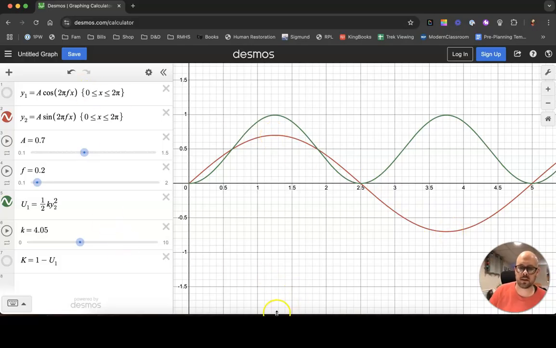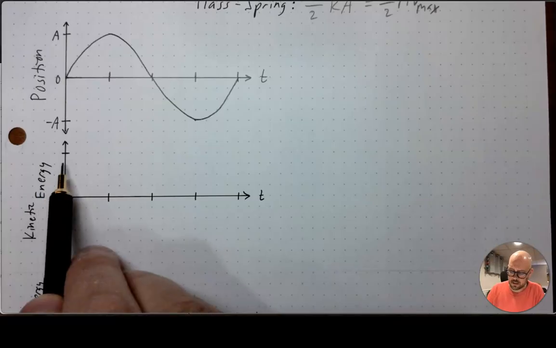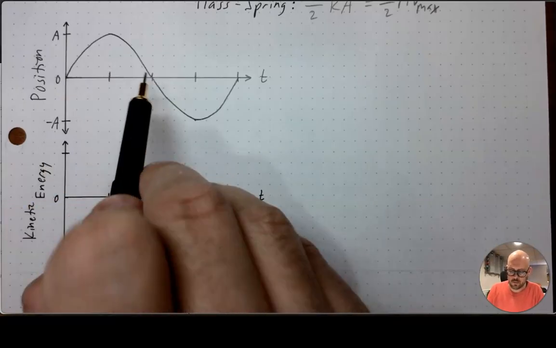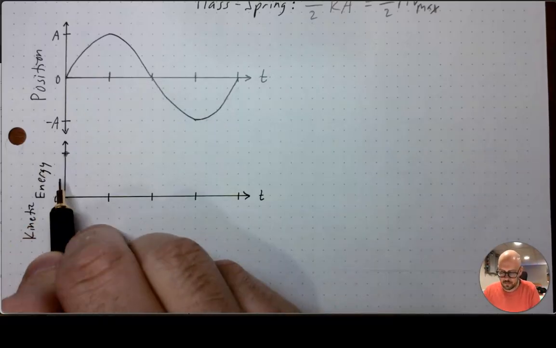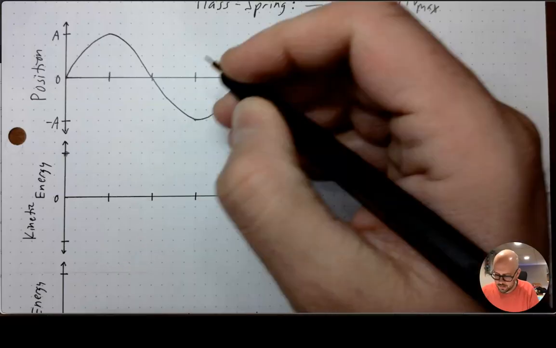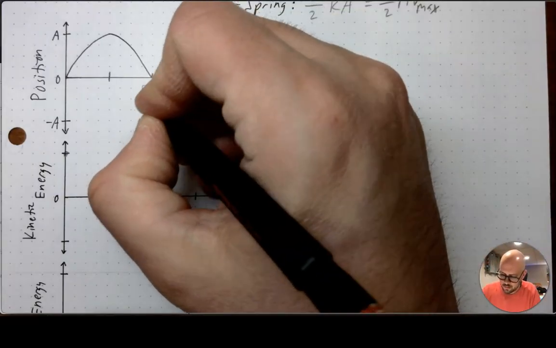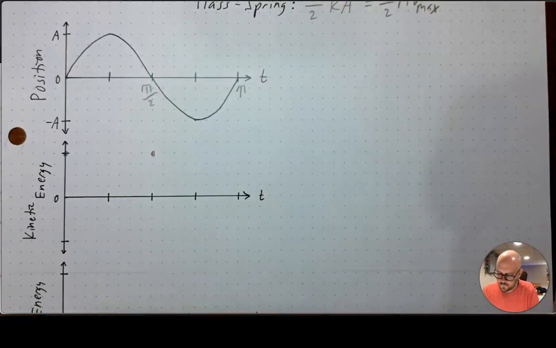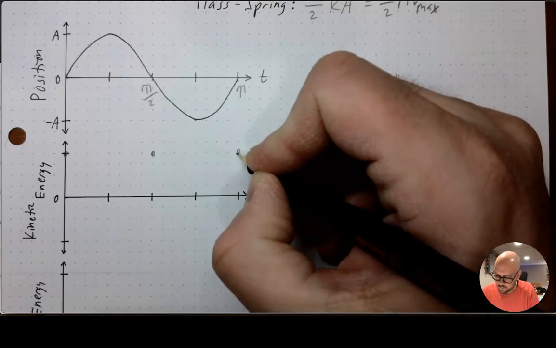So let's go back and draw those graphs and review those maximum and minimum values. So kinetic energy: when the slope is at the greatest, that is when the kinetic energy is at its maximum. So that's at a time of 0. That is halfway through the period of oscillation. And then that is all the way at the end of the period of oscillation.